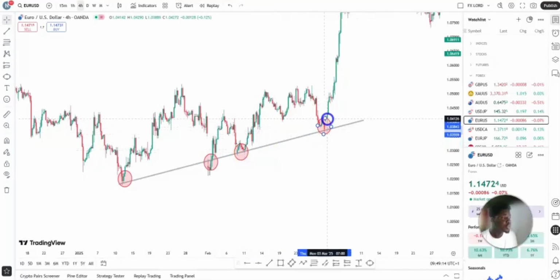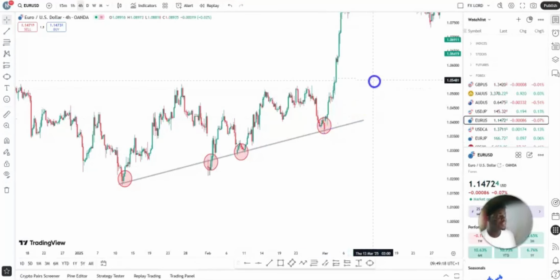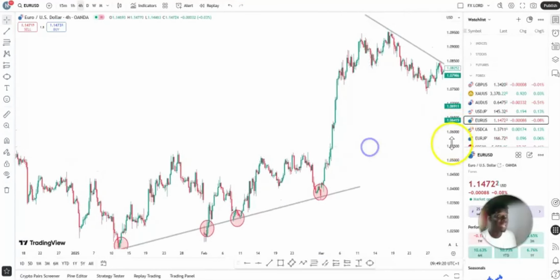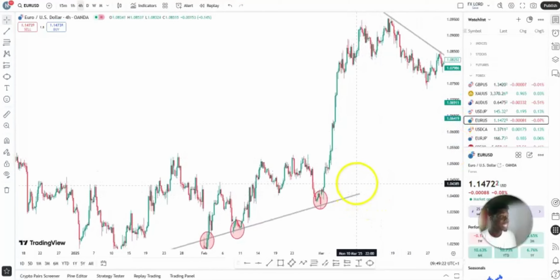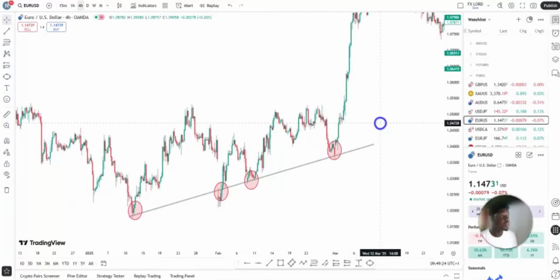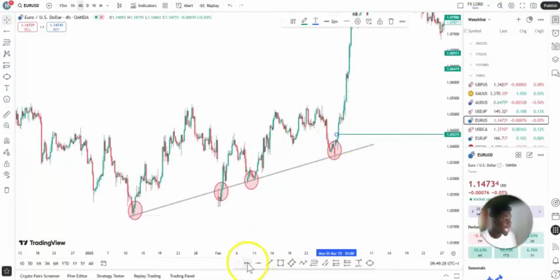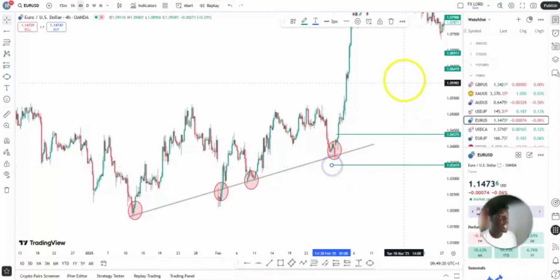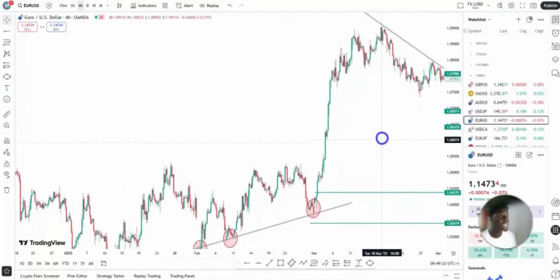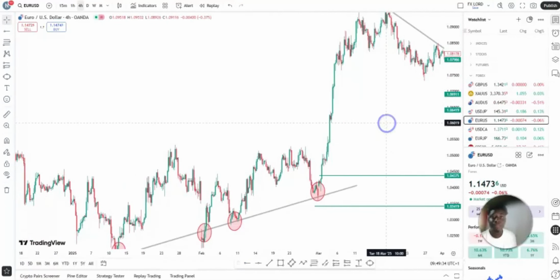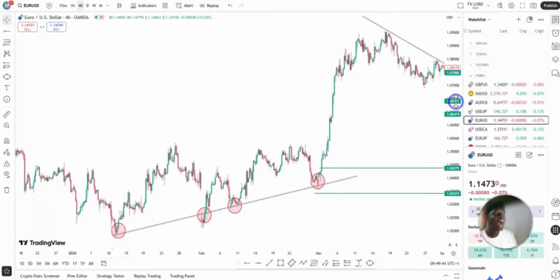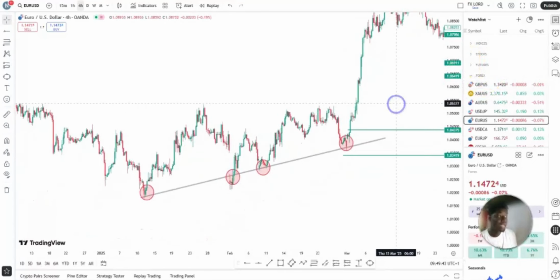You can see the third time, and the fourth time the market came into this, you can see the massive move. Imagine you were watching this and you got into a trade at this level and your stop loss was just below here. Look at how much profit you could have made from the forex market. So this is how the trend line works.